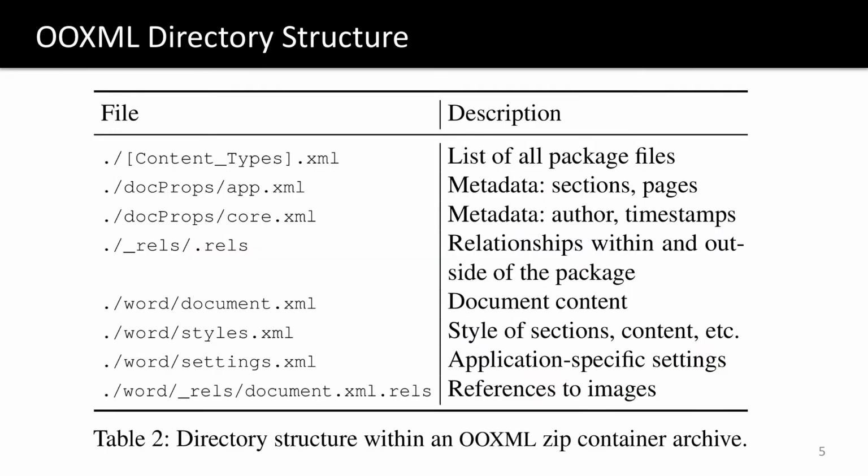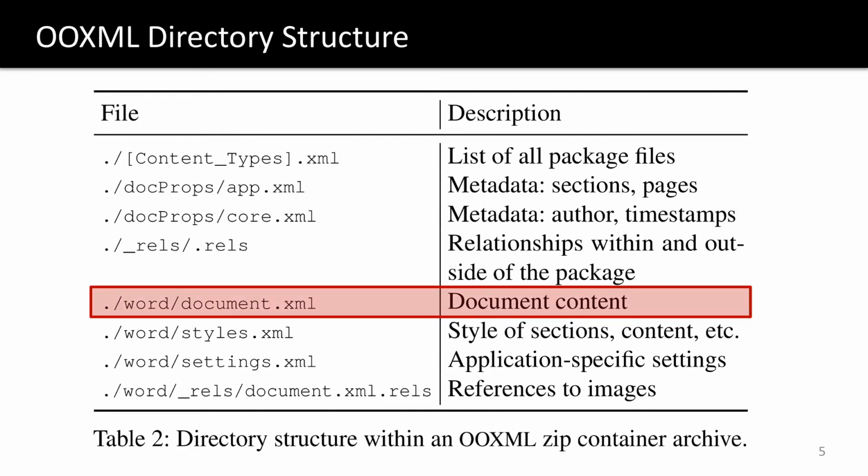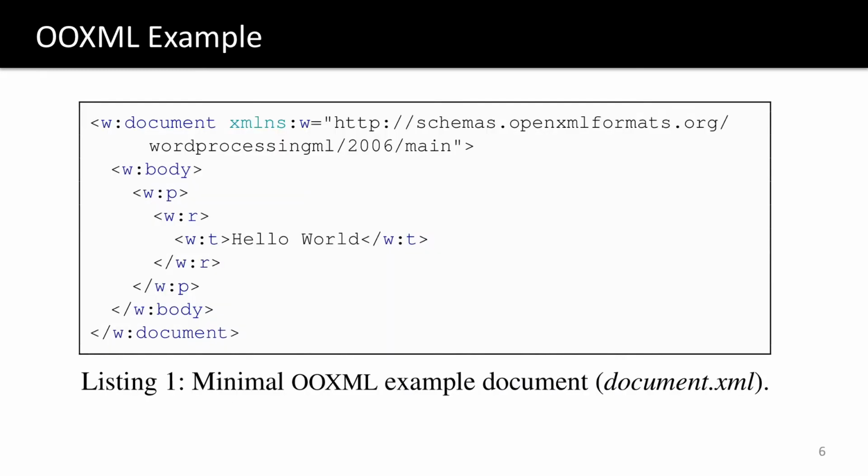You can simply unzip Office documents using standard tools, and you'll find a directory structure like this for OOXML, containing files for metadata, for images, and so on. The most important file, however, is document.xml, which contains the actual textual content of the document. Now let's have a closer look at this file. Here's a minimal example for a document.xml, which simply displays Hello World when opened.